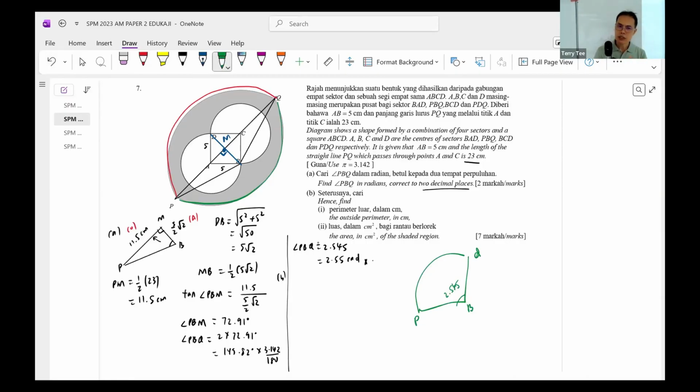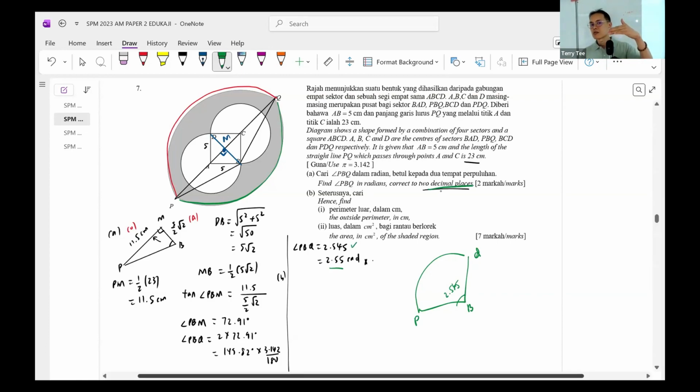Maybe for accuracy, you can use 2.545. But usually, everyone, if the question says give 2 decimal places, you use the 2.55 for the subsequent part, the answer is correct. Because you're following the instruction. If the question didn't mention, then you use one more significant figure, like 4 SF here. This one is 3 SF, right? But the question already says give this answer to 2 decimal places. So we can use the result, okay? But I know some people are still very afraid that your accuracy is off. Then you want to use 2.545, that is fine.